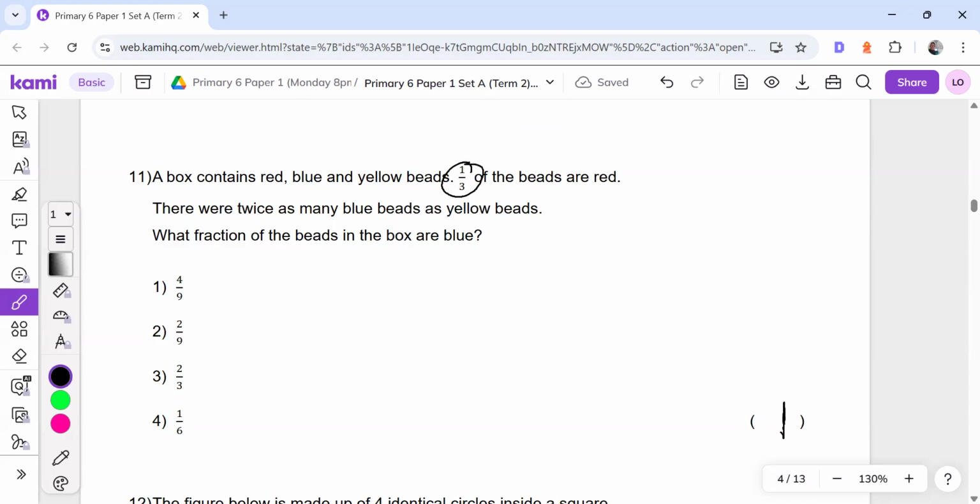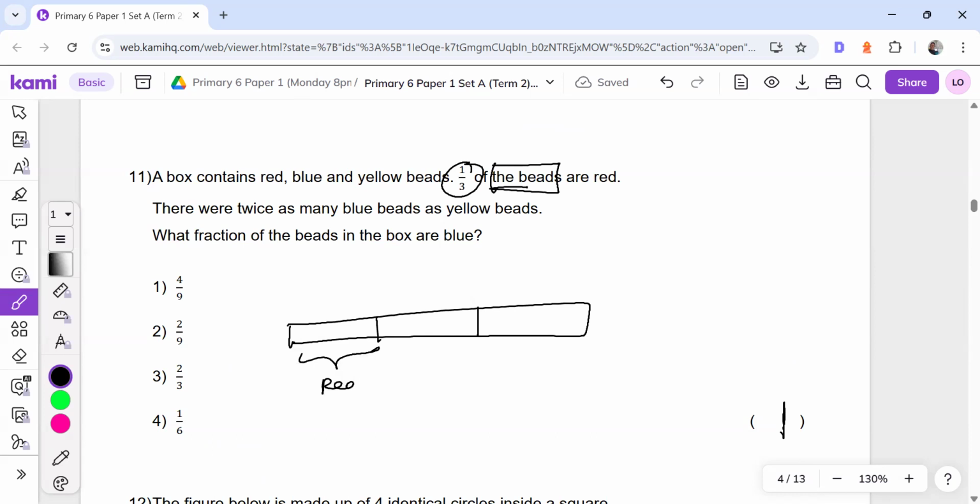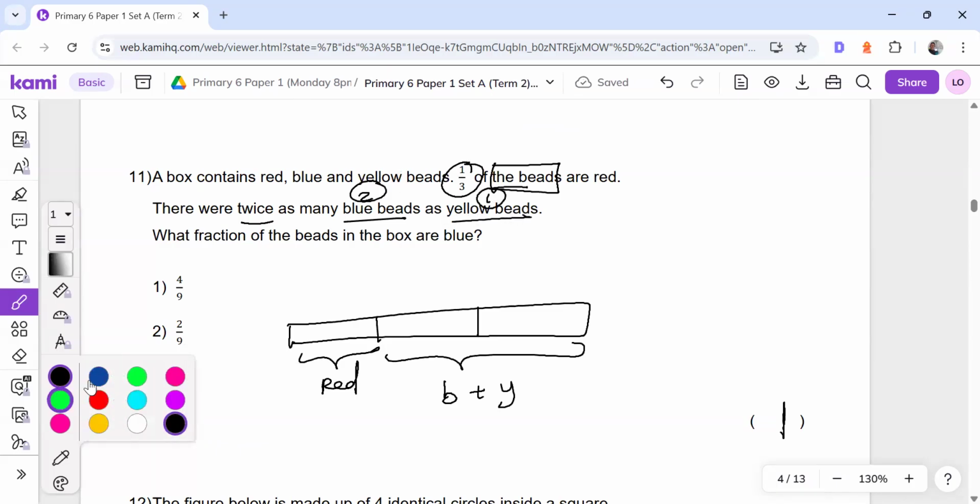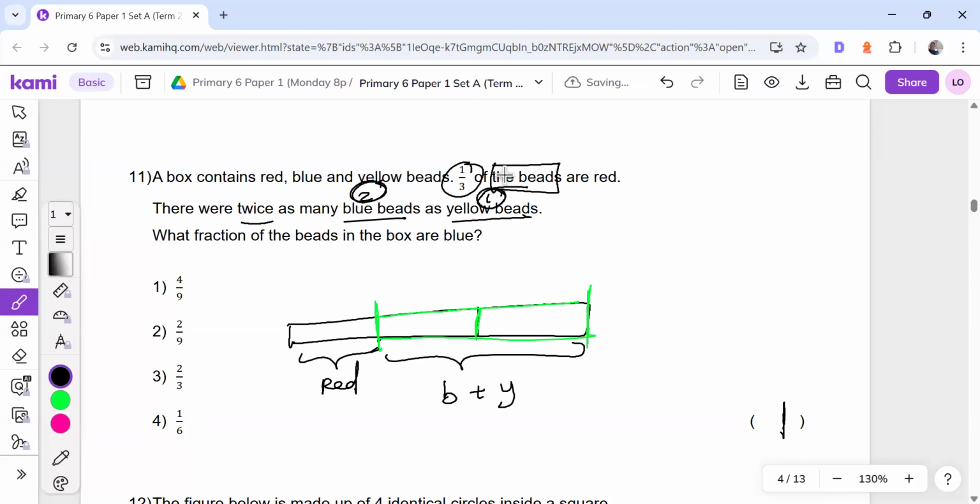This fraction is talking about the beads. I draw a rectangle, which is all the beads cut into 3 boxes. One box is red. Just follow what the question says. Then the rest here will be my blue and yellow. There were twice as many blue as yellow. Very simple. The model tells you there are 2 boxes of blue and yellow. But if you look at the numbers on top, 2 plus 1 will be 3. I need to cut into 3 boxes, but I cannot cut the blue and yellow into 3 boxes.